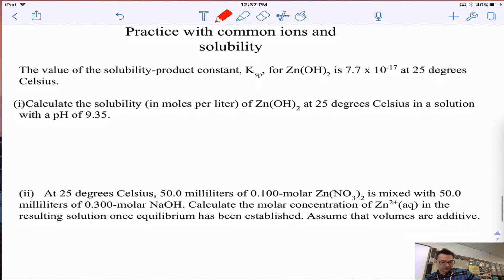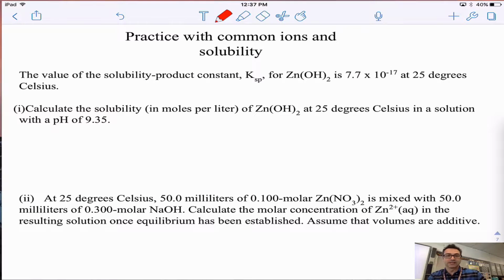Here's some more practice for you, and you can try this now with some zinc hydroxide. This one has a really low solubility. So they want you to calculate the zinc hydroxide molar solubility when the pH is 9.35. That one's kind of cool because it's incorporating pH into this type of problem. And so with the pH, you could find the pOH, and the pOH for this would be 14 minus 9.35, so that would be 4.65.